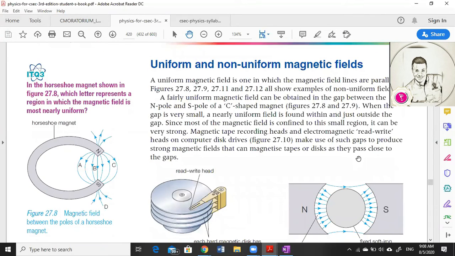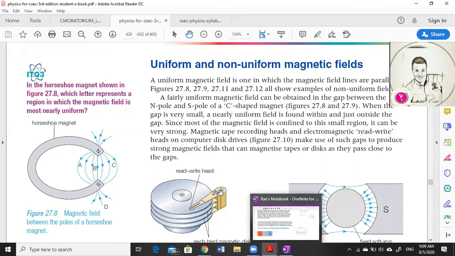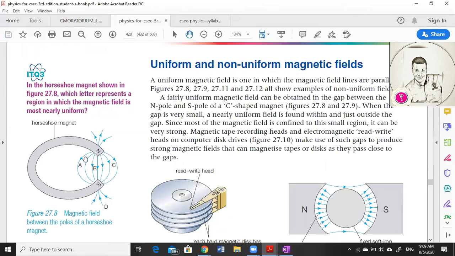Now, uniform and non-uniform magnetic field, right? There are situations where we can get a uniform magnetic field, which means you basically have parallel lines. If you look at the curved magnet on the left, at point B, which is the middle one here, this would be a uniform magnetic field because it's going straight and it's parallel to the north and the south pole. Whereas A would not be parallel because that is curved, and we know that already.